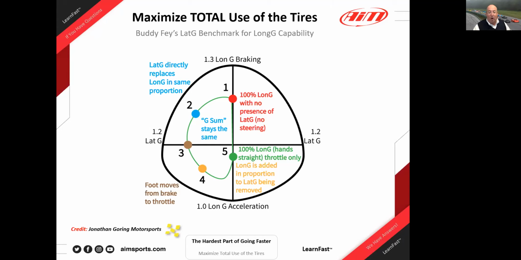The whole idea of all of this is that the driver who utilizes more of the demonstrated capability of the car over a percentage of the lap is going to be the person who is quicker than other people. That is super important. So to maximize the total use of the tires is the goal.